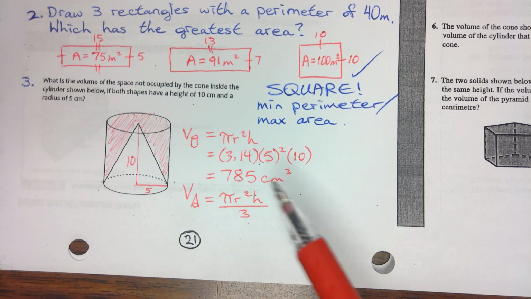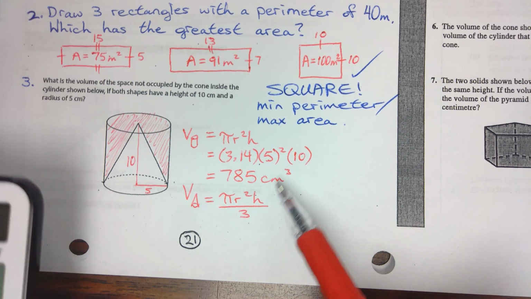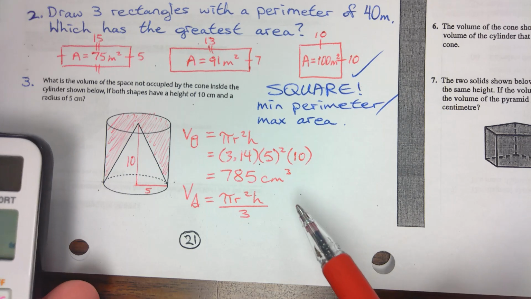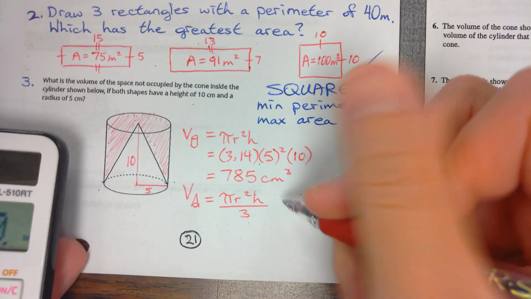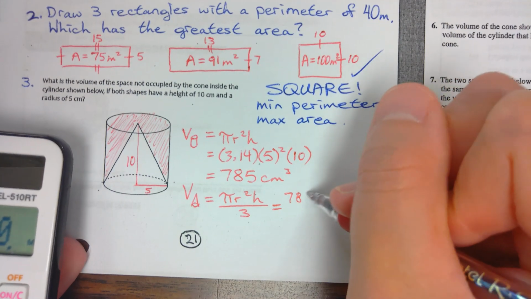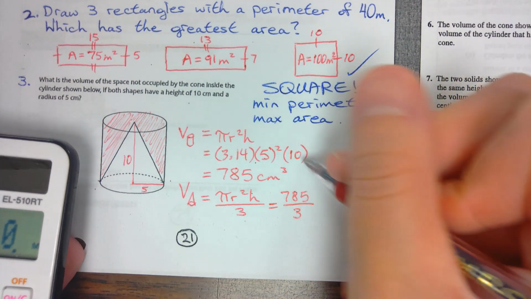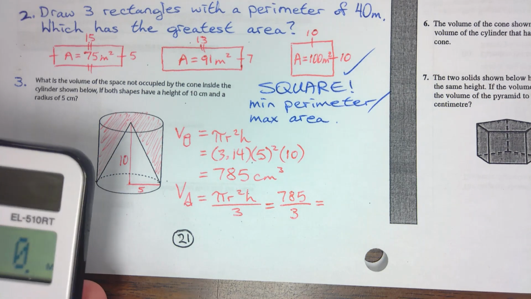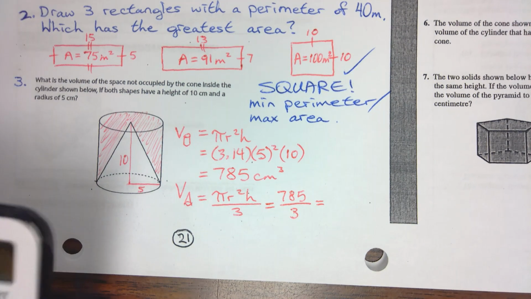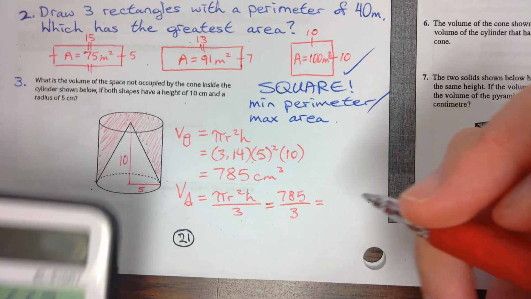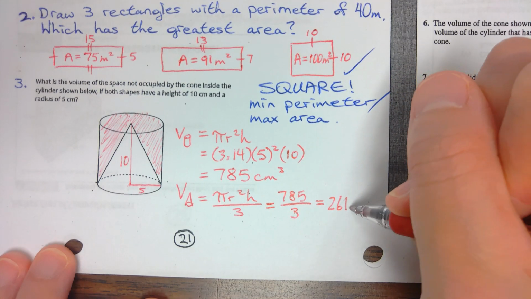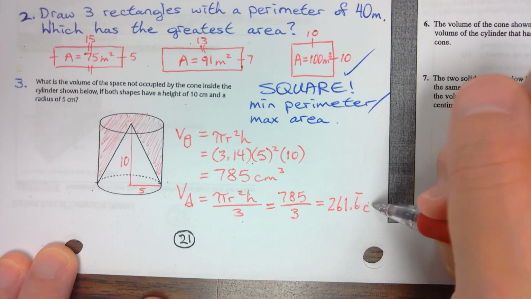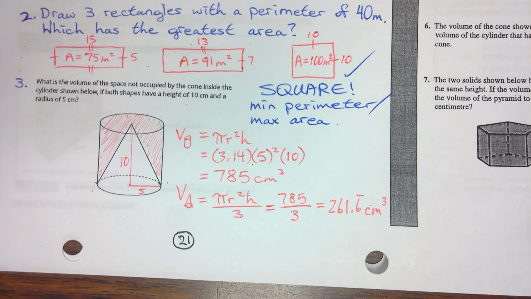So what do I just have to do? Okay, Jerry? Divide 785 by 3. Yeah, that's all I have to do because everything is the same. So just divide by 3. 785 divided by 3, about 261.6 centimeter cube. Okay. So what's my final answer then?